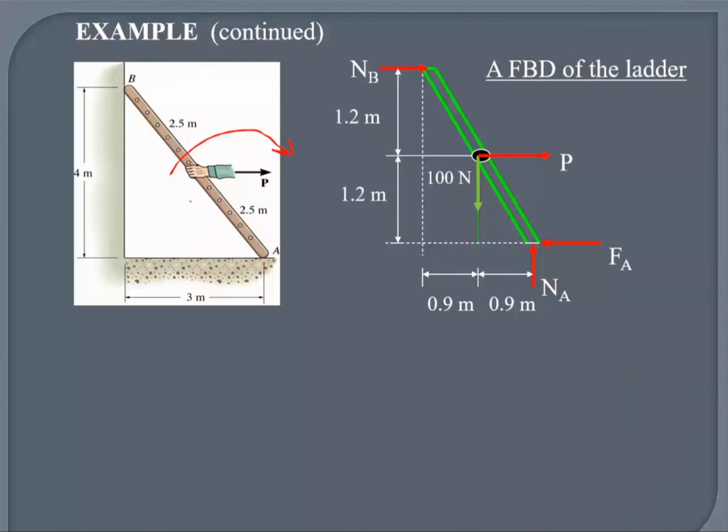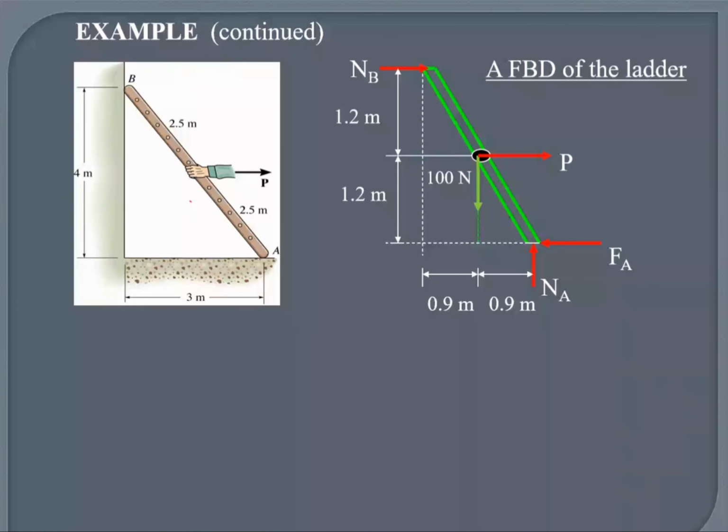So at the verge of tipping, what you think will be the value of NB? Sir, 0. Yes, it's at the verge of tip. So the value of NB will be 0, because it will lose contact with the vertical surface. Is that clear to everyone? Yes, sir.